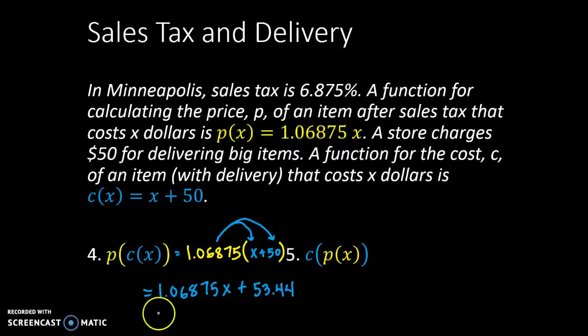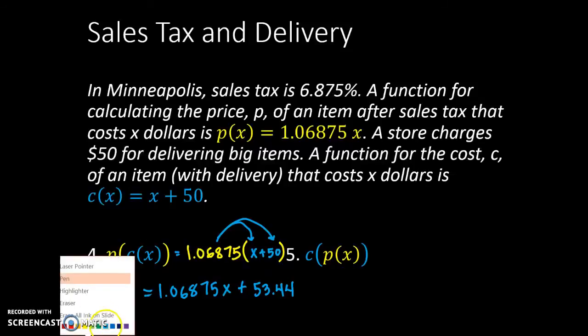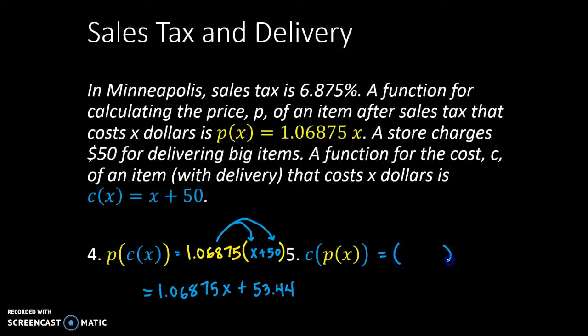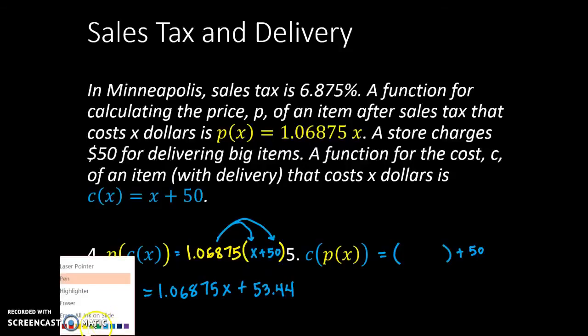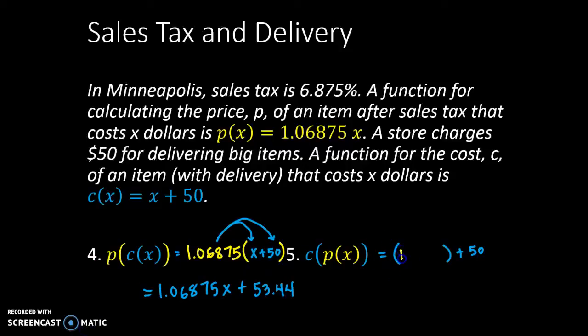And then the second question is, what if we do it in the other order? What if we do C as our shell? So we have something plus 50, and then we put P into that shell. So that's going to be 1.06875 X, I wish sales tax were easier, so I wouldn't have all these decimals, plus 50. This one doesn't really have any simplifying that I can do because I don't have any distributing, and they're not like terms.